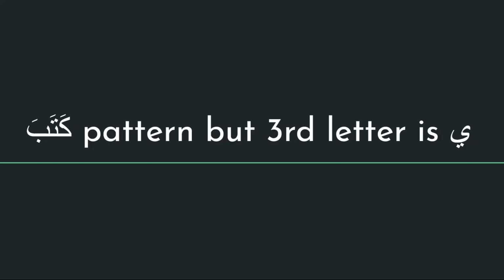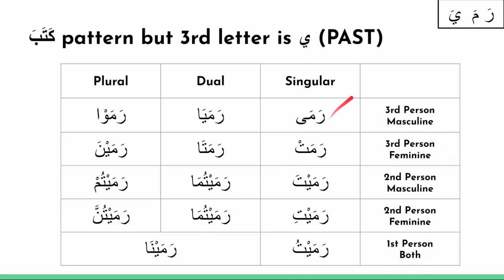Okay, let's move on to the kataba pattern, but where the third letter is a ya instead of a waw. As an example of that, we'll take the verb rama, which comes from ramaya. So the root letters are ramaya. The past tense verb becomes rama, which means he threw. So rama, ramaya, ramau. Notice that the ya can sometimes change to a waw. Ramat, now the ya disappeared altogether.